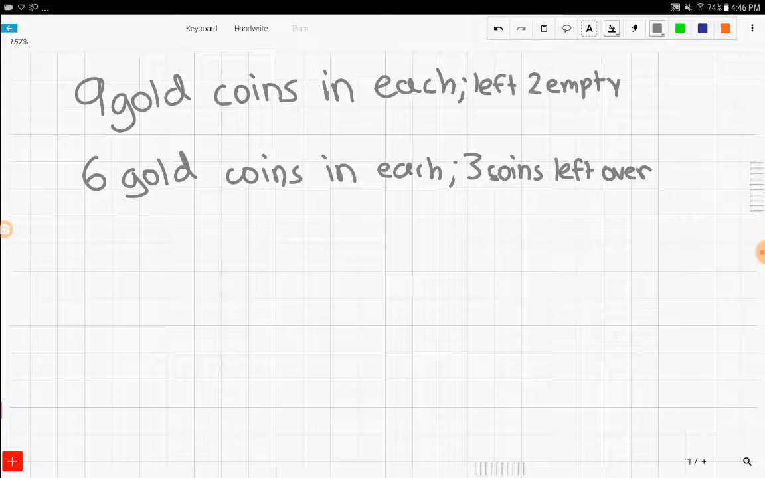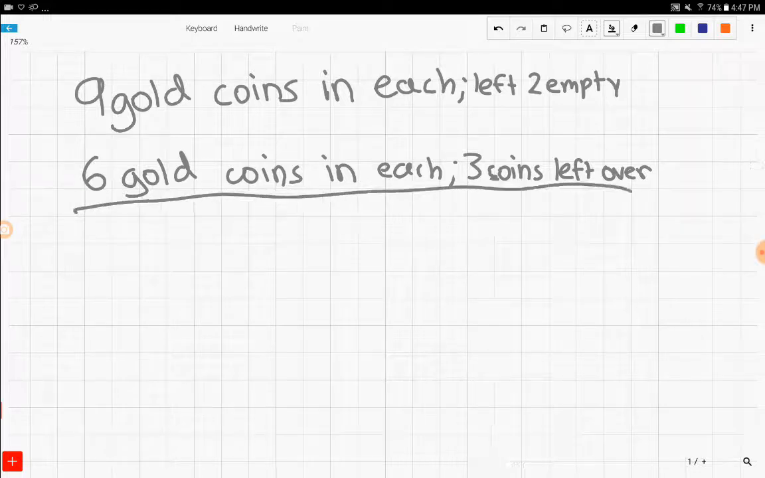And so the problem says that you put 9 gold coins in each chest, but you left 2 of those chests empty. So instead you tried putting 6 gold coins in each chest, but you were left with 3 coins left over. And this problem seems like a system of equations problem, because you have 2 variables. One is the number of coins and one is the number of chests. So how do we do this? How do we make our system of equations?